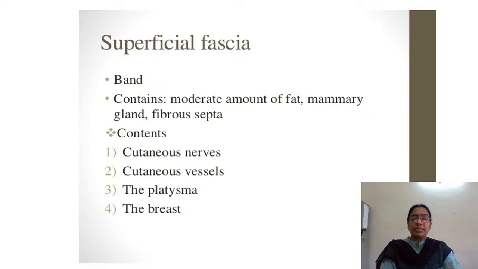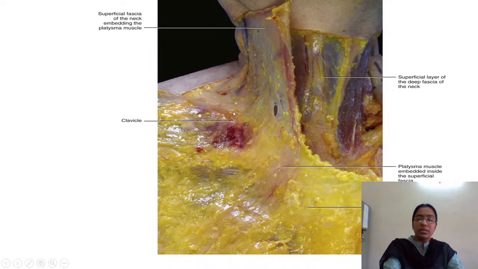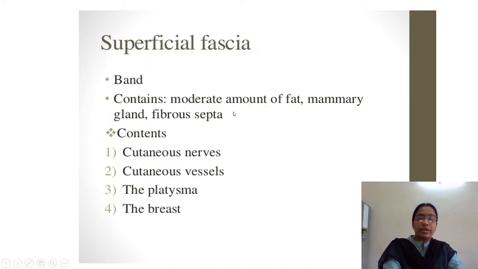When we see the contents of the superficial fascia, along with the modified sweat gland, the mammary gland, the other things that come here are cutaneous nerves, cutaneous vessels, the platysma muscle, along with the modified sweat gland which is called the breast or the mammary gland.